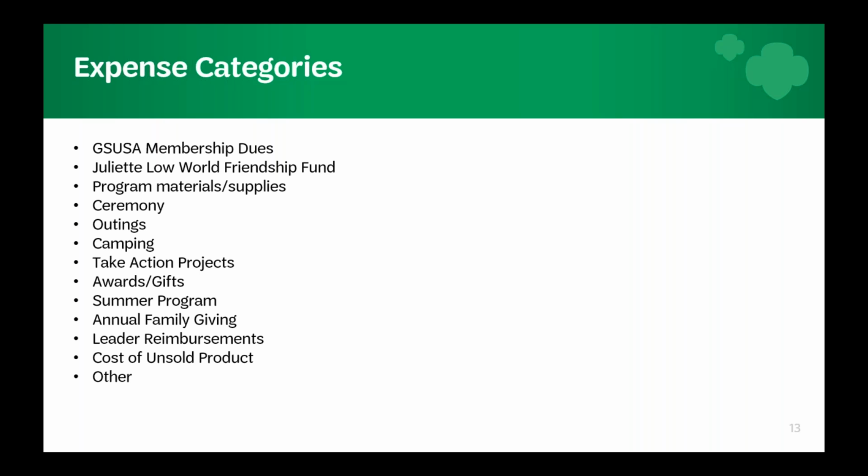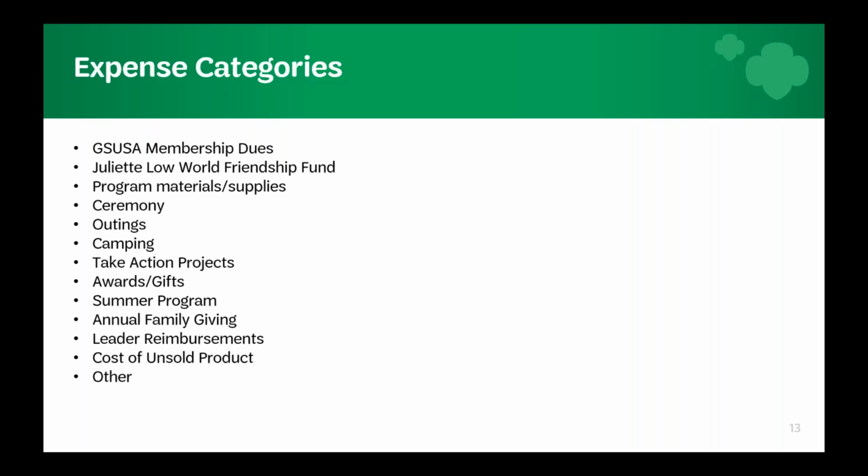Take action projects. The big thing about take action projects is this is not necessarily a community service. It's supposed to be a sustainable project, obviously. So you just kind of be mindful of that. You can look up what take action projects are and how you can kind of distinguish between the two. Awards and gifts. You'll have any of their badges and things like that. Summer program, if that's something that you guys are looking into doing. Annual family giving. Pretty much self-explanatory.